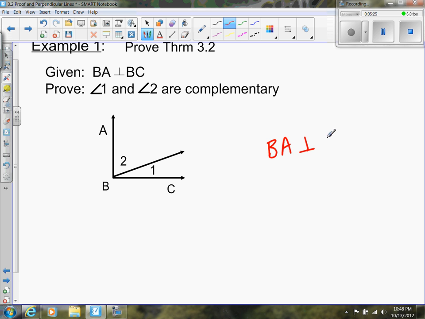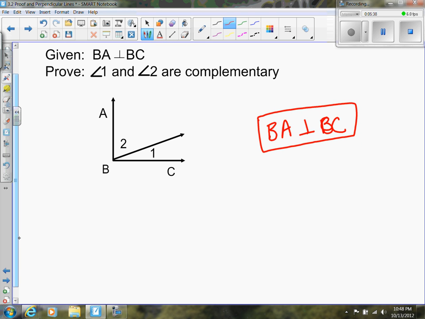BA is perpendicular to BC. The nice thing about a flow proof is don't be afraid to write big and have your work scattered. If I was going to do a flow proof, it might take up a whole sheet of paper. And that's my given. So I write that outside of the box. And from that statement, what can I conclude?